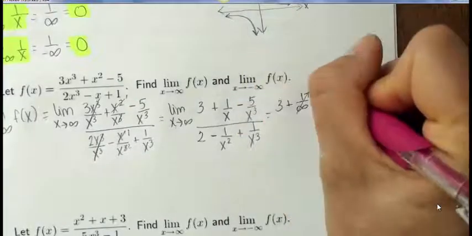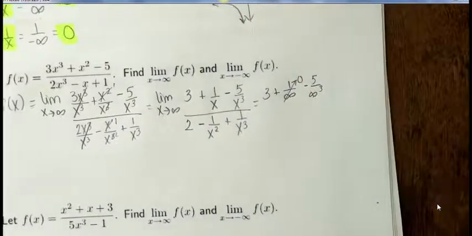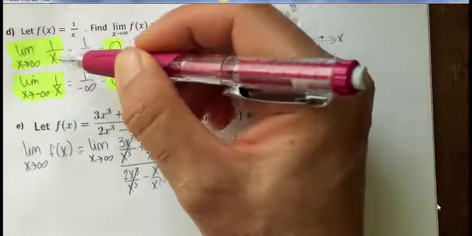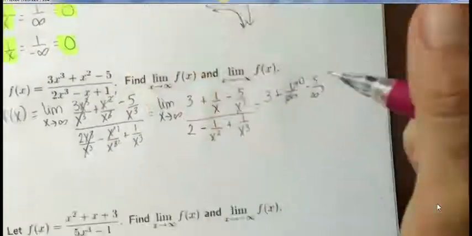Then this would be minus 5 over infinity cubed. Well, infinity cubed is just infinity, right? It's just getting bigger and bigger and bigger. So once again, we're back to a constant over infinity, which is going to also go to 0.